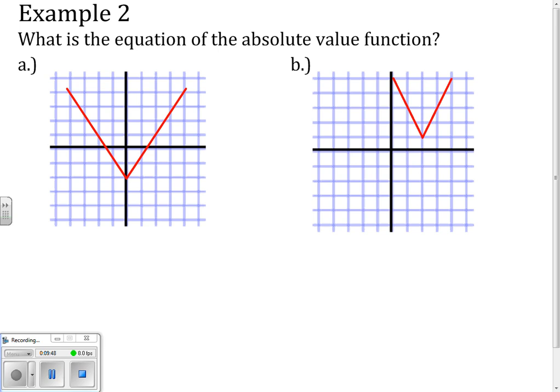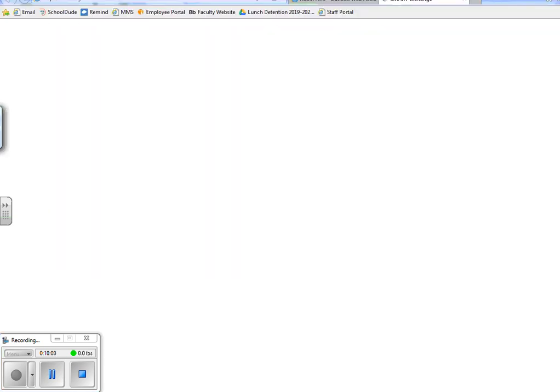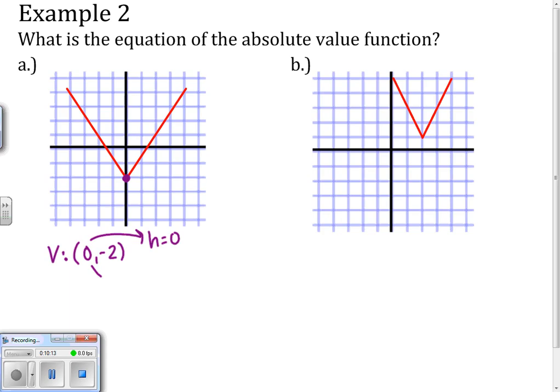So the only other thing we need to do today is get an equation from a graph. The first thing I would do if I were you is get yourself a vertex. Vertex is the point at which it forms the V. So this vertex, in this problem, is occurring at (0, -2). That means my h value is 0, and my k value is -2.